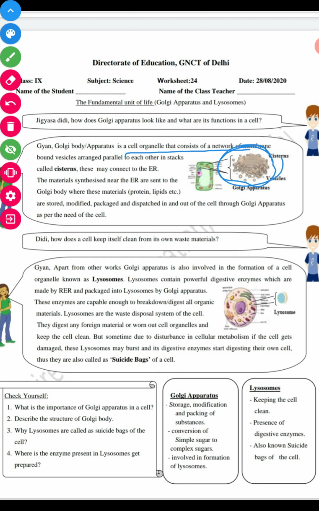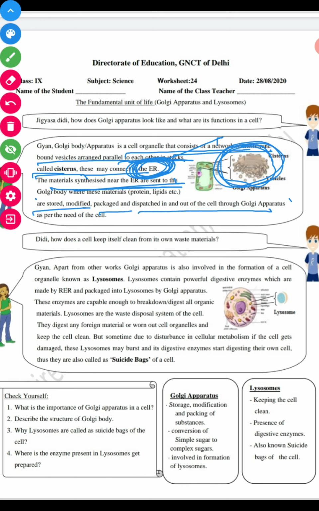This cell organelle consists of a network of membrane bound vesicles arranged in stacks called cisternae, and these are connected to the endoplasmic reticulum. Whatever material like protein and lipid is synthesized by the endoplasmic reticulum is packed, modified, and dispatched by the Golgi apparatus as per the requirement, as per the need of the cell.